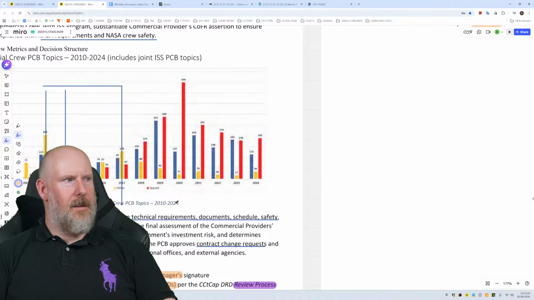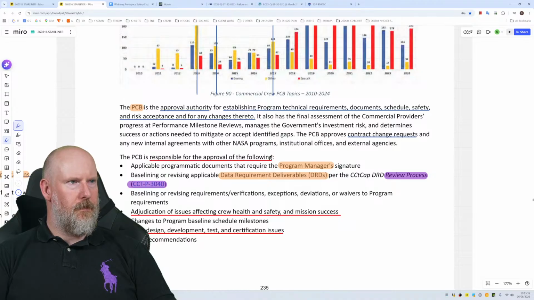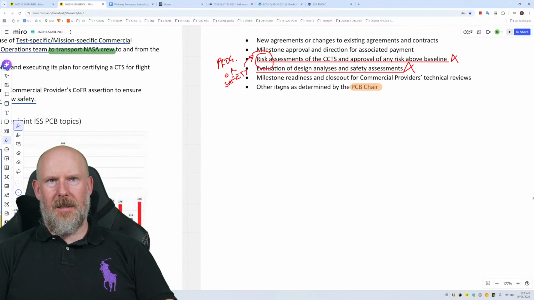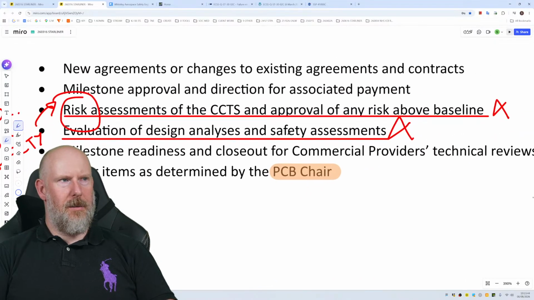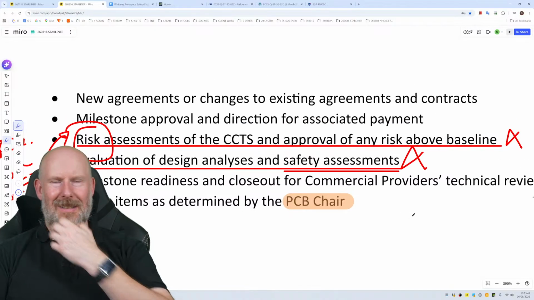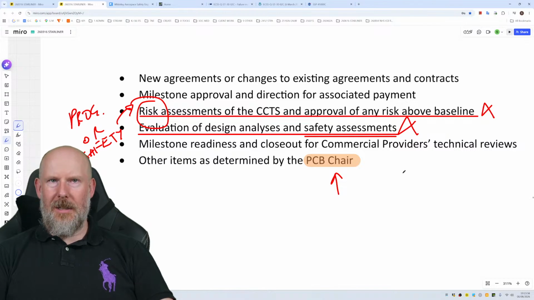If they are responsible for the approval of the following, when we say approval, what do we mean? Do we mean technical approval? If they've been technically approving the safety assessments and they're missing things, then what's going on there? What is the PCB chair doing in that respect? We need to find out. We need to investigate that. We need to understand.